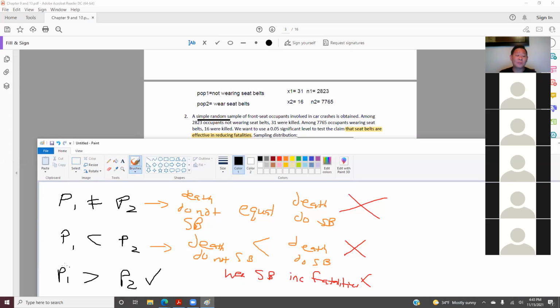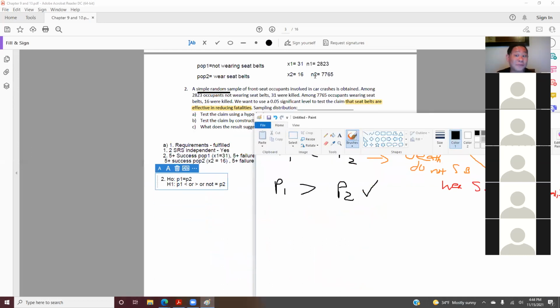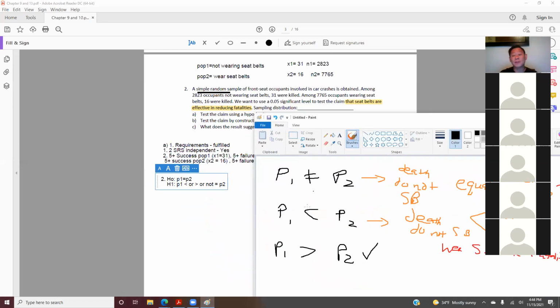This means that for those people who do not wear seatbelts, the death rate is actually higher than those who wear seatbelts, which means seatbelts are reducing it. So if you read backwards, P2 in this case is less than P1. That's the meaning of this. That's why this is very challenging and very important, because if you pick the wrong alternative, you get it wrong.